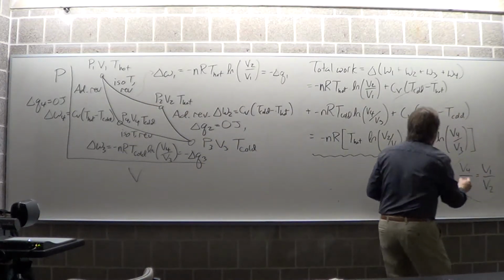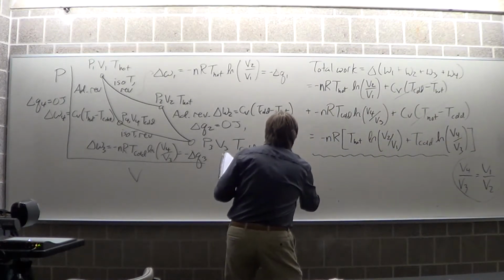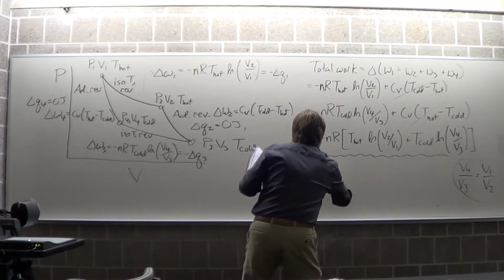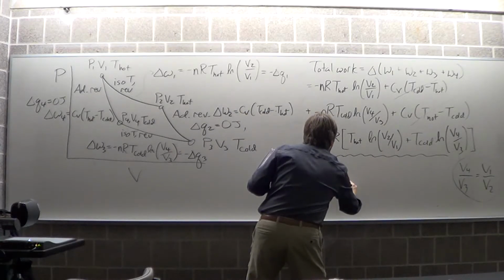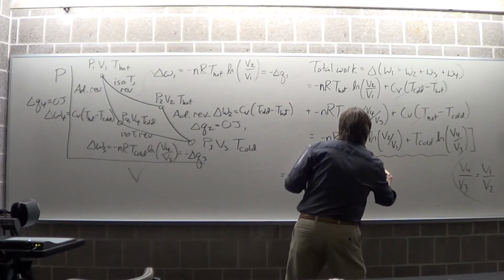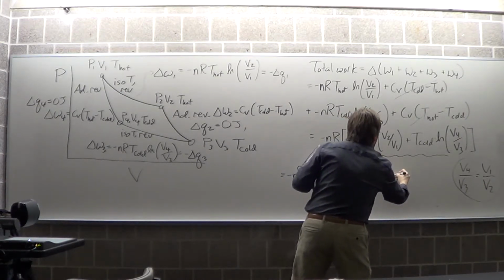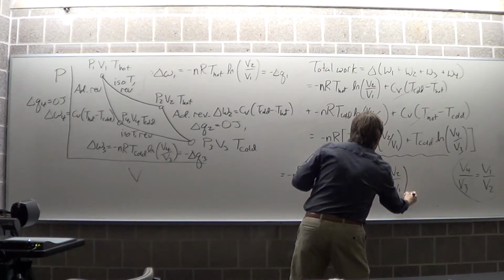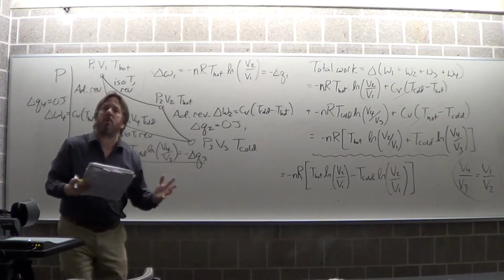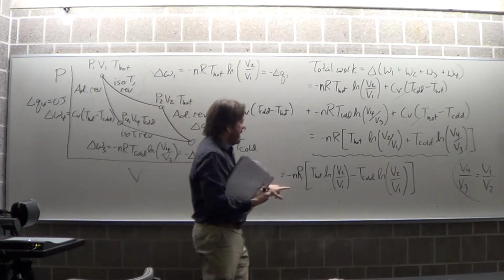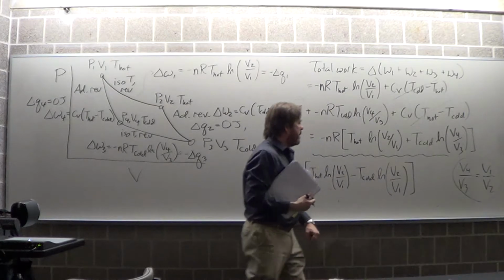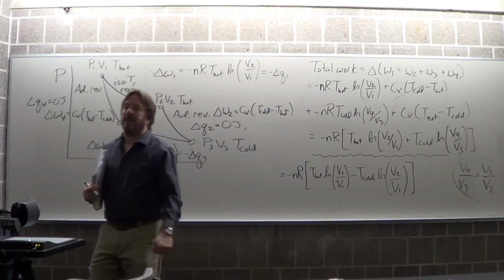I'll leave this. Okay, so the total work is minus NR T hot ln. I'll leave this one. And I'm going to go ahead and subtract T cold. Okay, now again, be careful. I've done two steps again because this board is too small. Hold them and put me in a different room. All right, you see what I did? I substituted V1 over V2, but I made it V2 over V1 by putting a negative sign.